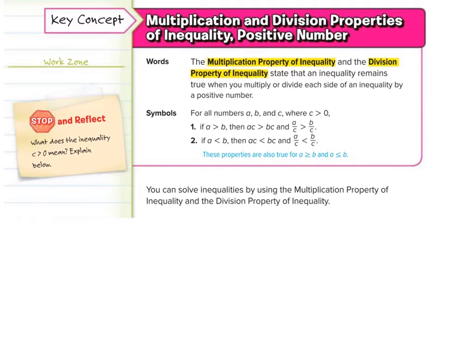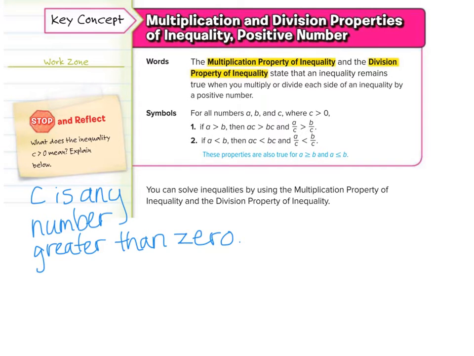Stop and reflect. What does the inequality c is greater than 0 mean? It means that c is any number greater than 0. So when I multiply or divide by a positive number, the inequality remains true.